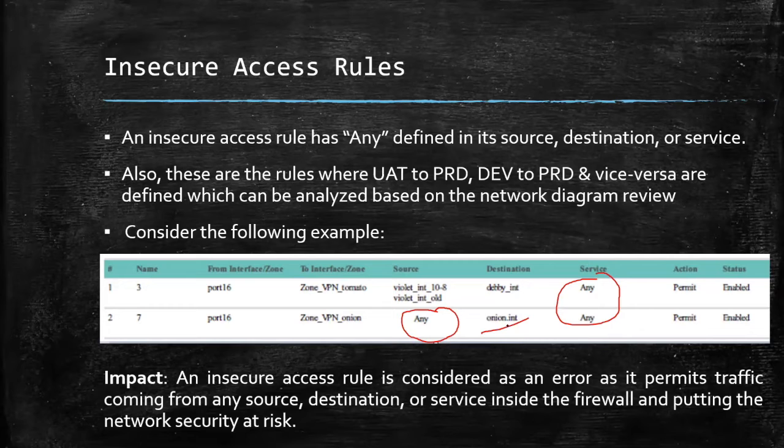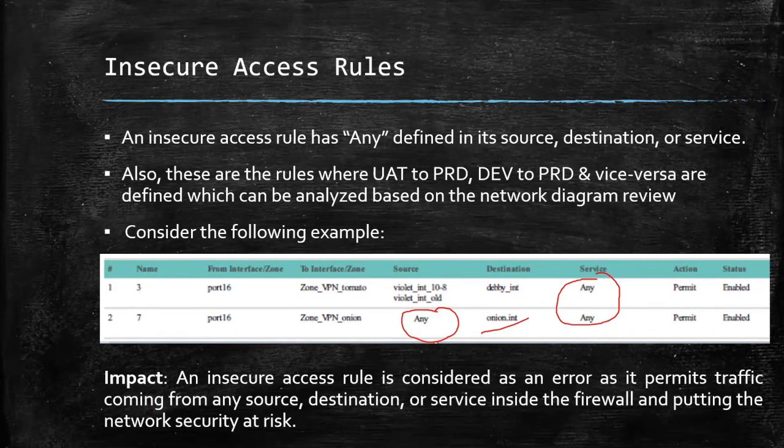So you can check it through the firewall rule set. If you find any kind of these rules, you can highlight a point, and that is a major issue. None of the UAT users or systems should have access to the production environment. Similarly, vice versa, production should not have access to the UAT. This can be analyzed through a network diagram and the asset inventory, which will help us do the insecure access rule review.